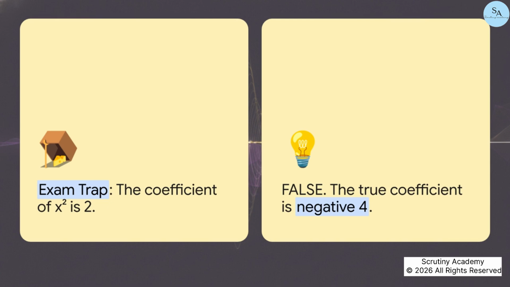Let's look at trap number 2. True or false? The coefficient of x squared in 3x cubed minus 4x squared plus 5x plus 7 is 2. Well, let's find the x squared term. There it is, sitting right in the middle. The number attached to it is a 4. But wait, the statement says the coefficient is 2, so the statement is false. But beyond that, the true coefficient isn't just 4, it's negative 4. Under exam pressure, negative signs are literally the first things to get forgotten. Always take the negative sign with you.